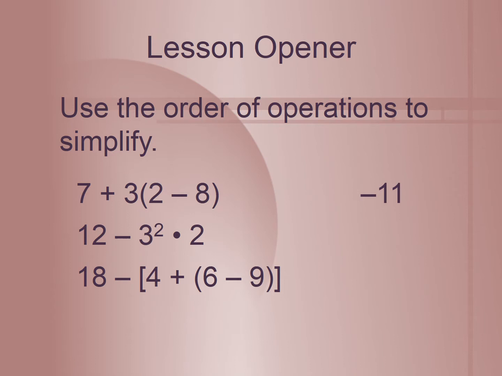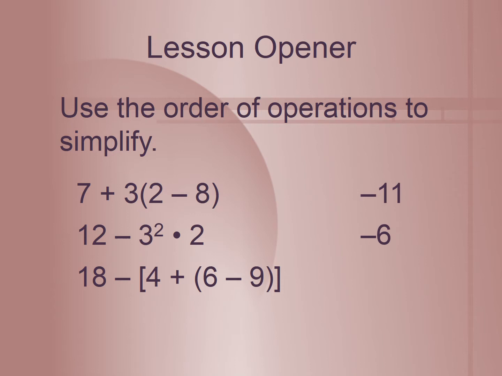Our next problem is 12 minus 3 squared times 2. So the first operation we would want to do is 3 squared, which is 9. And then multiply that by 2, which is 18, and then we would have 12 minus 18, which is negative 6. Make sure you can also do that on the calculator and get the correct answer.